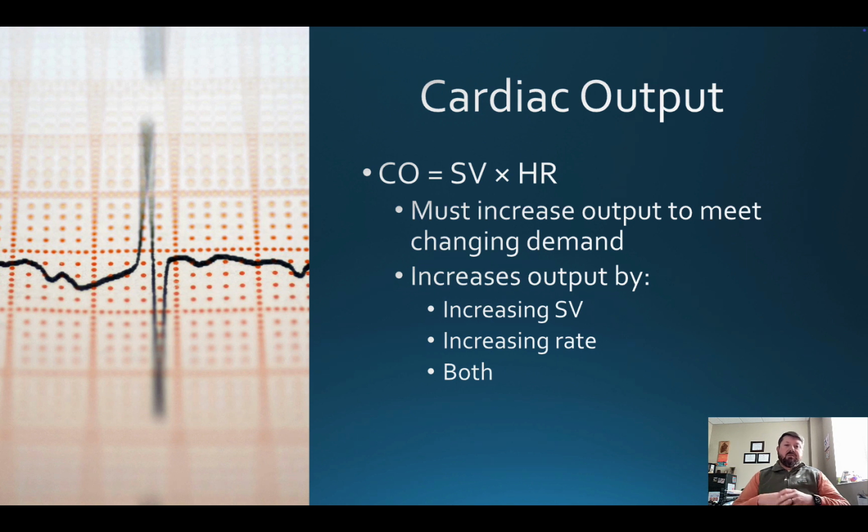Now, what happens with cardiac output is that the body changes a variable of this equation in order to meet the demands of the body at the moment. So it increases cardiac output by either increasing stroke volume or increasing heart rate, which is usually the first thing. When the body has more of a demand for oxygen, it increases heart rate, or it does both. And this is going to be stimulated by the sympathetic nervous system.